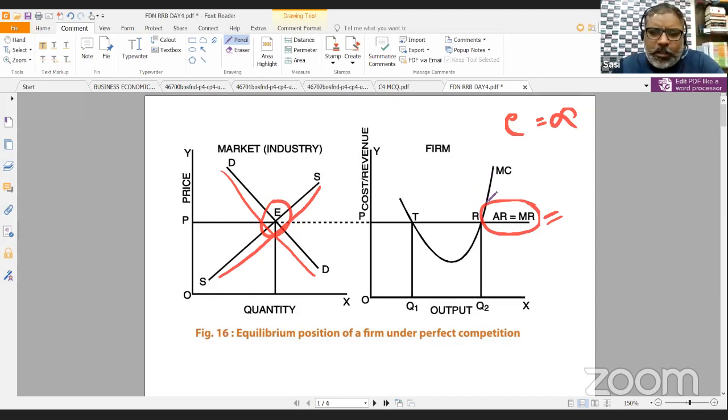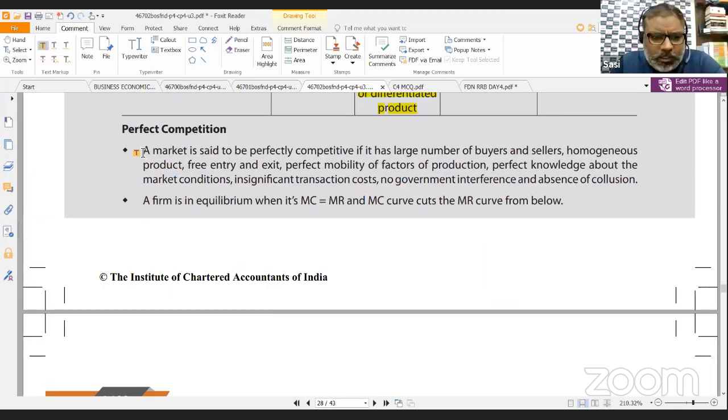And where the equilibrium will happen, which we already discussed just now, is where a particular firm will maximize its revenue: where the marginal cost is equal to marginal revenue. And a very important point: where the marginal cost line cuts the marginal revenue line from below. That is what we have to focus on. Okay, other things are all there.